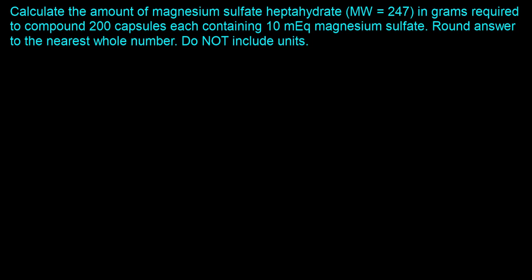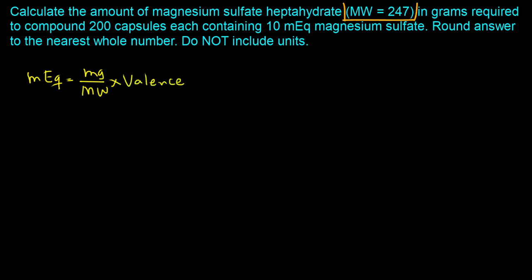From the question, we've been given the milliequivalents of magnesium sulfate in each capsule. We know the total number of capsules, and so we can find the total milliequivalents that is needed. So once we've determined that, we'll then plug it into our equation and then we'll solve for quantity in milligrams and then convert that to grams. So the first thing we want to do is put down the equation. Milliequivalents is equal to weight of substance in milligrams divided by the molecular weight times the valence.